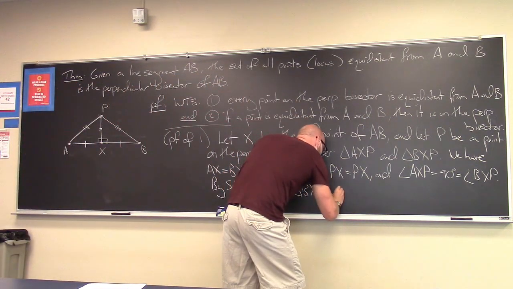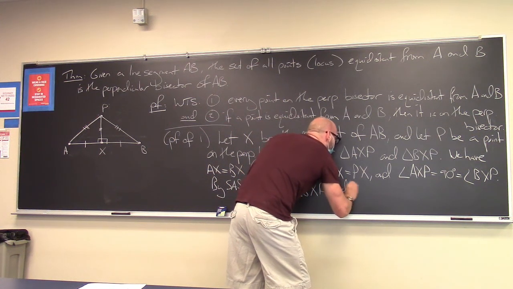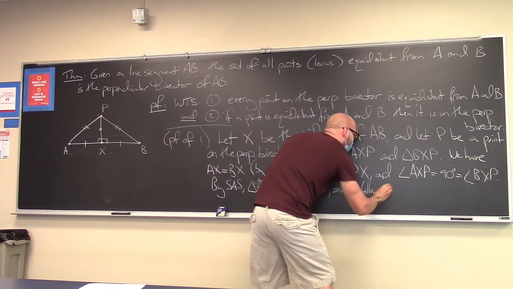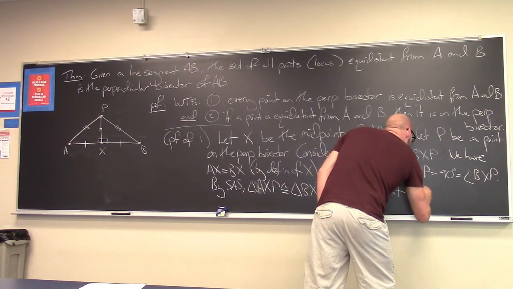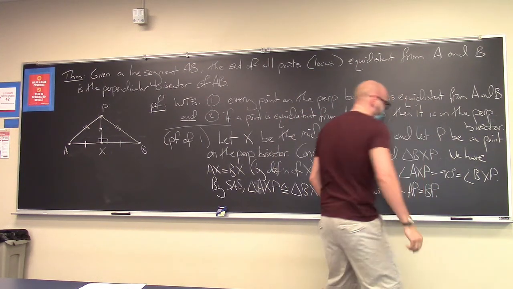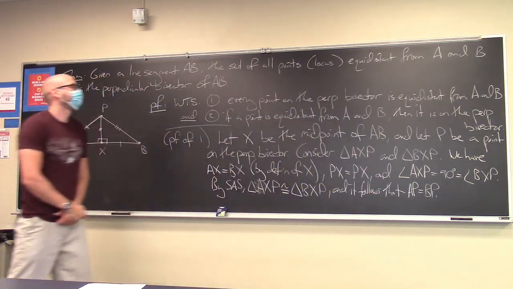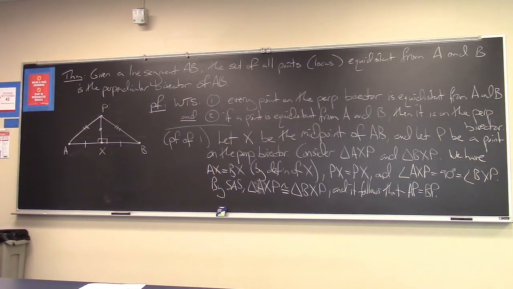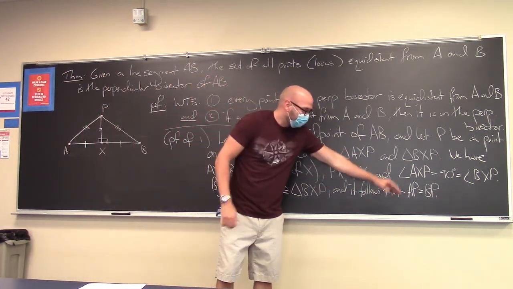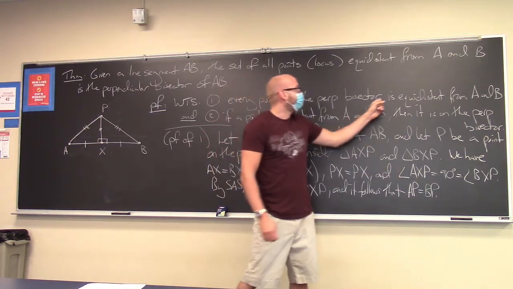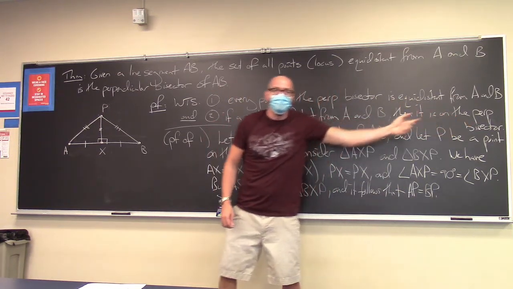So we'll just finish this by saying, and it follows that AP equals BP. If I had more space, I would write one more clause, which is, so P is equidistant from A and B.